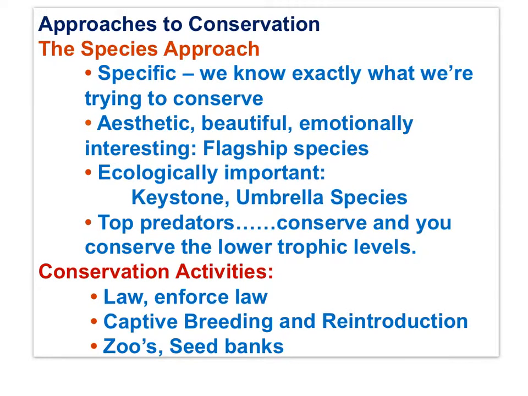So in review of a species-based approach to conservation, we've looked at the specific species, knowing exactly what it is we're trying to conserve. We've looked at aesthetic, beautiful, emotionally resonating species, species that are interesting, flagship species that gather the popular support of people. We've looked at ecologically important species, keystone, umbrella species, and we've looked at top predators. By conserving the top predators in the system, you conserve the entire system.